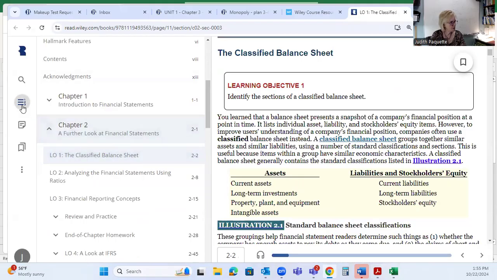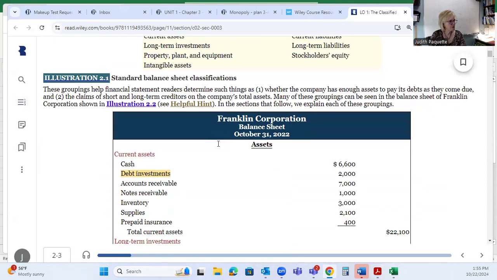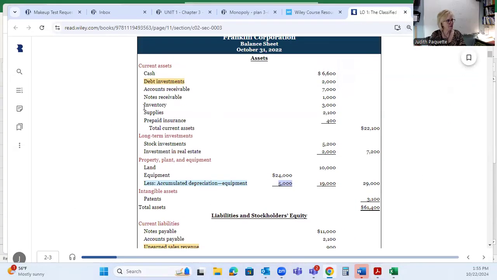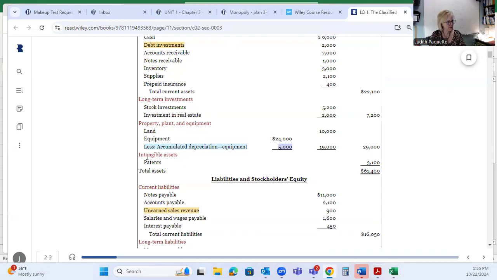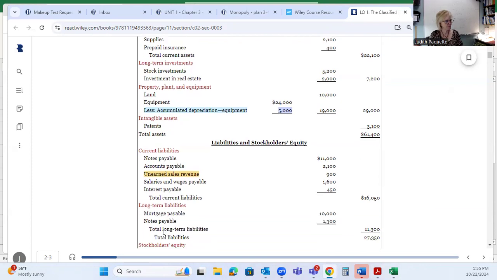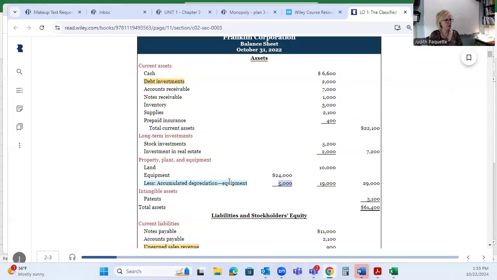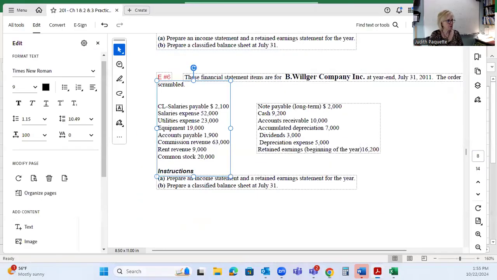We'll close the table of contents, and there is a beautiful example here. I think I held it up in the last couple of weeks. You have order of liquidity here under current assets, long-term investments, property, plant, and equipment, intangible assets. We know there are more accounts under these categories, but that gives you an idea of the order of liquidity. Current liabilities, long-term liabilities, stockholders' equity. So it's a real good resource. Okay, so back to this.